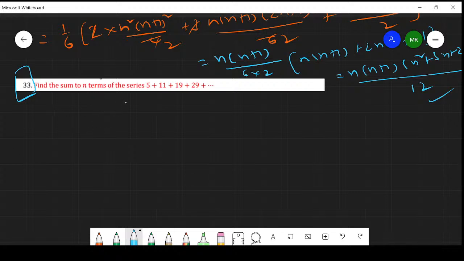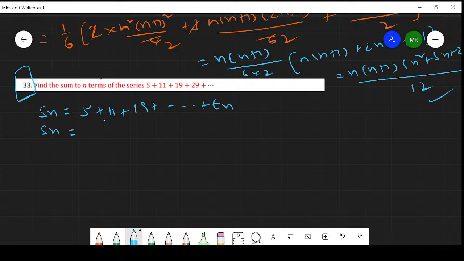Find the sum to n terms of the series. You write Sn is equal to 5 plus 11 plus 19 plus 29 and so on, plus Tn. I want the sum of n terms. Again, you write Sn, this is Sn, the sum of n terms.